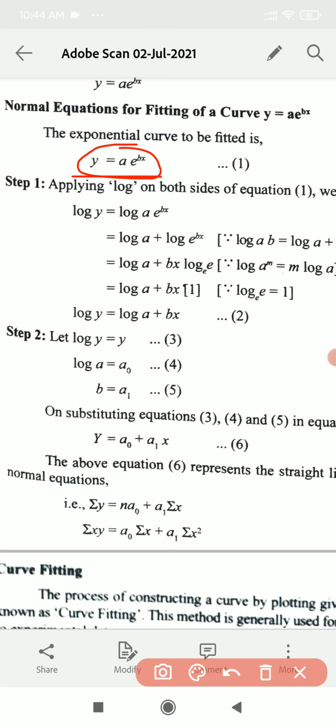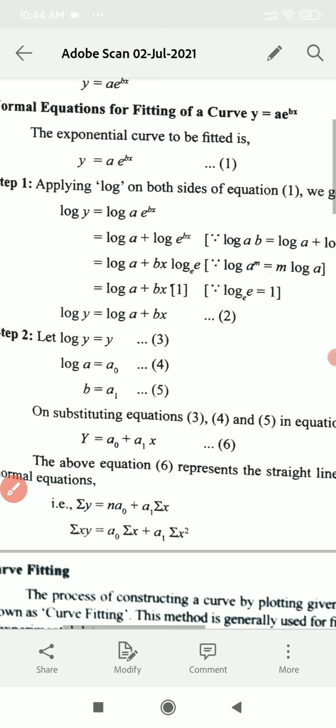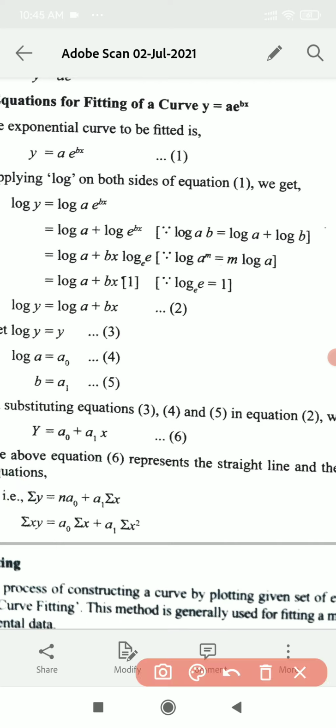You might be knowing the formulas, students. What is log of AB? Log of AB is log A plus log B. Then log of A power m is m log A. Again, log of e is 1. You know these three things, right?